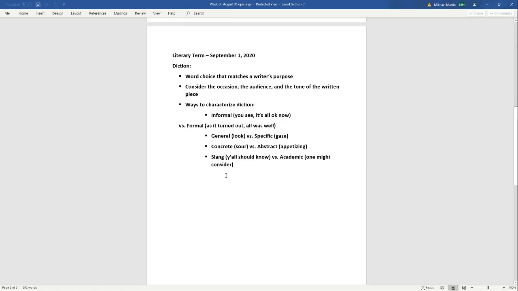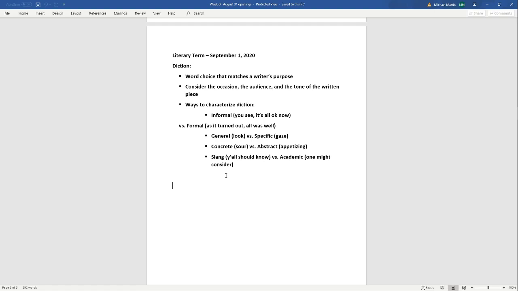We're going to talk about our literary term for September 1st, and this is known as diction. The easiest way to think about diction is to go out of writing and imagine how you would talk to your teacher versus how you would talk to a parent versus how you would talk to your friend versus how you would talk to your sibling or your little sister, little brother, or something.